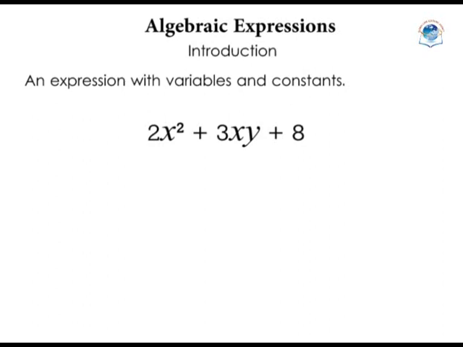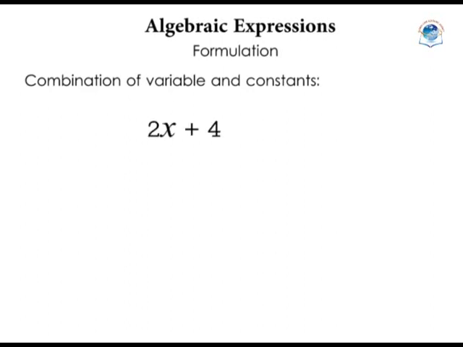And so in an expression 2x squared plus 3xy plus 8, x and y are the variables, and 8 is a constant. An algebraic expression is formed by combining variables and constants with the help of operations such as addition, subtraction, multiplication, and division. And so for an expression 2x plus 4, it is formed by first multiplying a constant 2 with the variable x and then adding a constant 4 to the product.